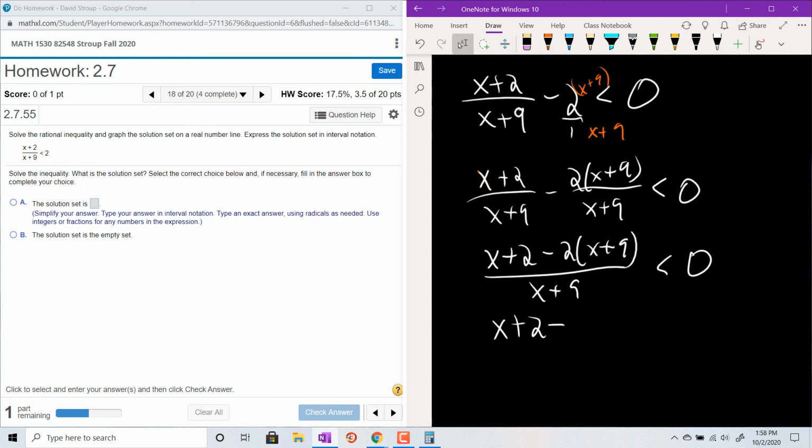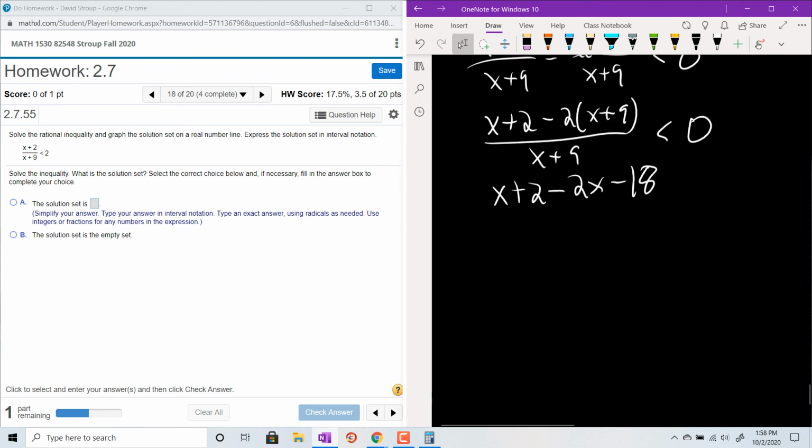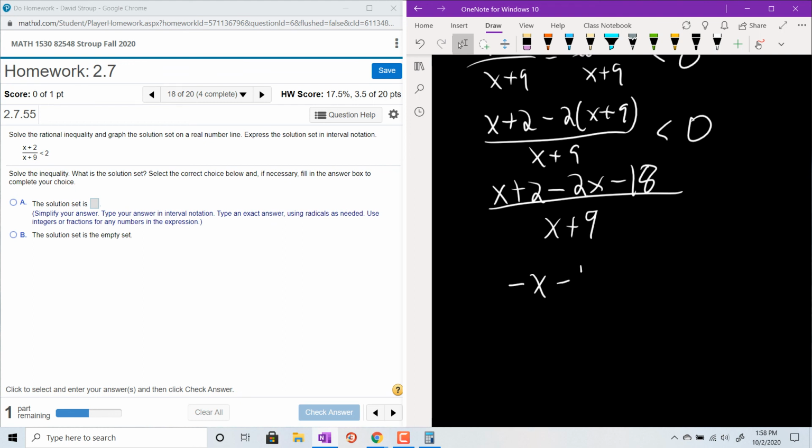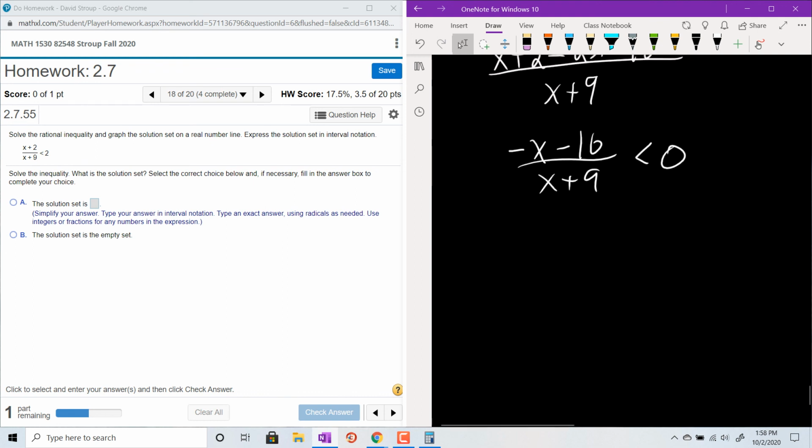Distribute: x plus 2 minus 2x minus 18. Make sure you distribute the negative to both terms, over x plus 9. Then we have negative x minus 16 all over x plus 9. Okay. Then we set the numerator equal to 0 for one point. So x will equal negative 16. And then we set the denominator equal to 0 for another point.